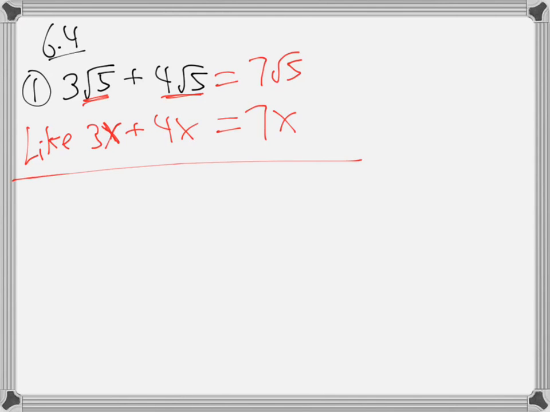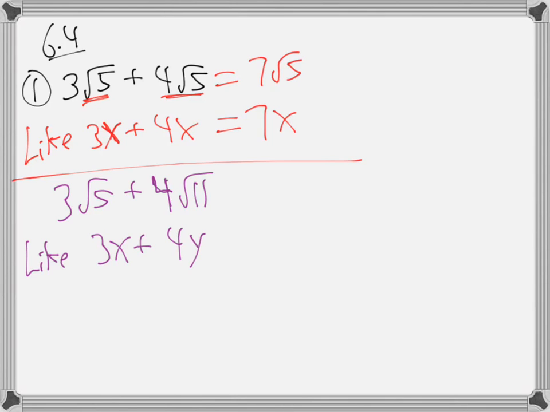What if they give you different roots? Like what if they give you 3 root 5 plus 4 root 11 or whatever? Well, that would be like 3x and 4y. Different roots are like different letters. How do you add different letters? You can't. They'd be unlike terms, unlike roots. Does that make sense? It's exactly the same rules as it is for letters.